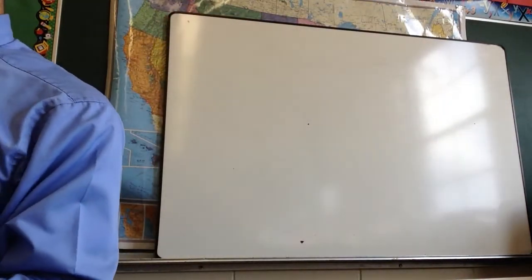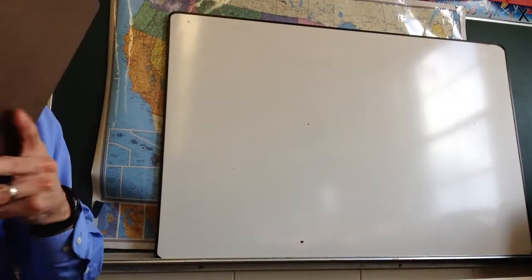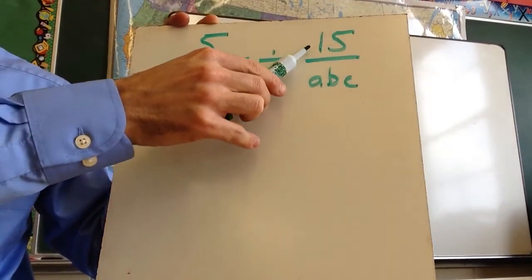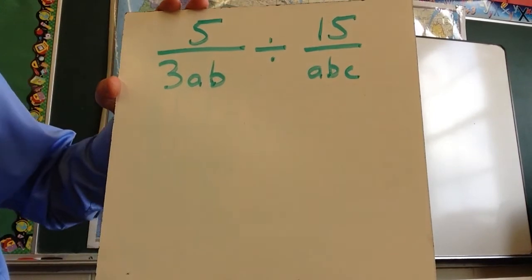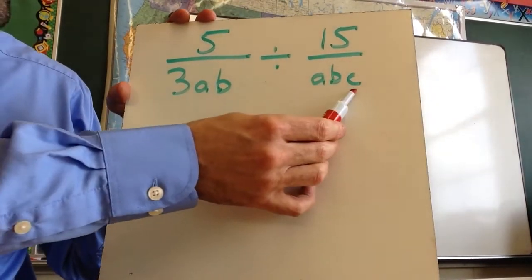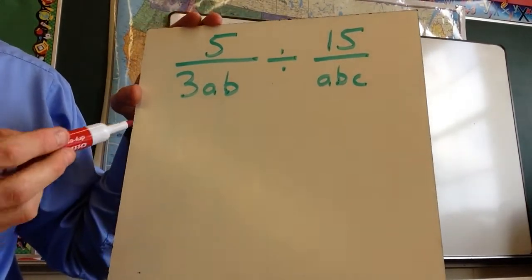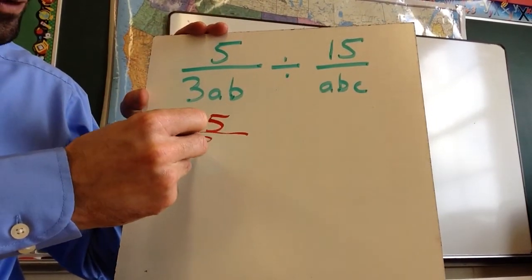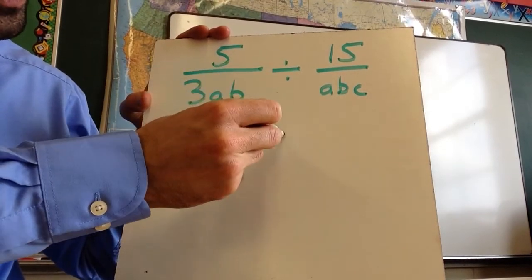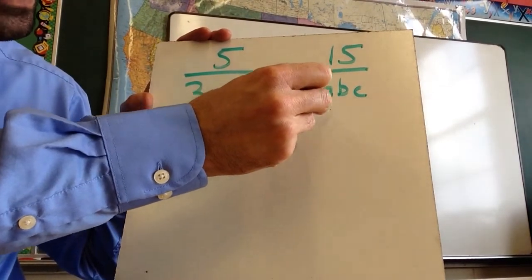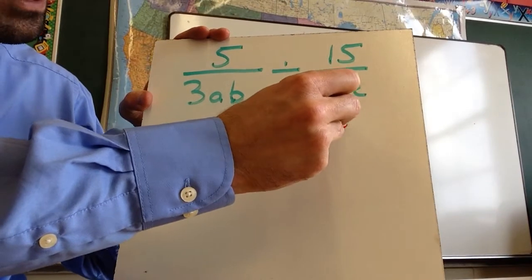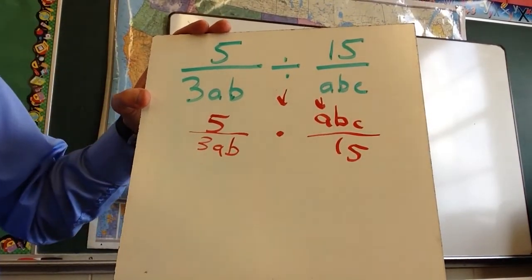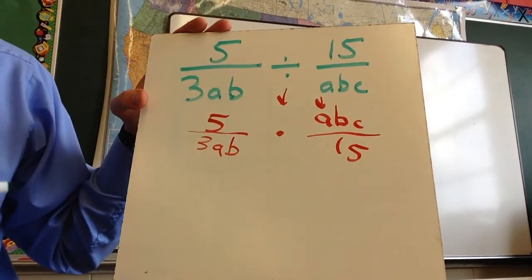All right, so now let's do some algebra. What happens when you get this problem? 5 over 3ab divided by 15 over abc. Keep in mind that these letters have the same properties as numbers, so this is going to be 5 over 3ab. I'm going to change this to multiplication, which means I need to flip this fraction, so it is now abc over 15. Remember, I'm multiplying across, but first I can start to try to do some cross-canceling.